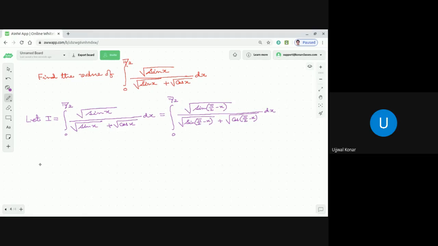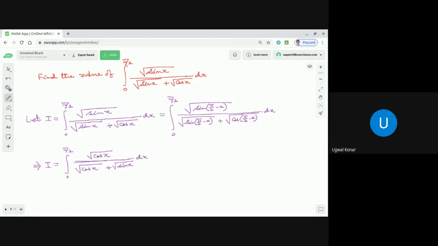what we get is that this implies I is equal to the integration from 0 to pi by 2 of square root of sin(pi by 2 minus x), which is what? Cos x. Yes, very good. Square root of cos x divided by square root of cos x plus square root of sin x dx. Yes. Now here is a proper way of doing this.